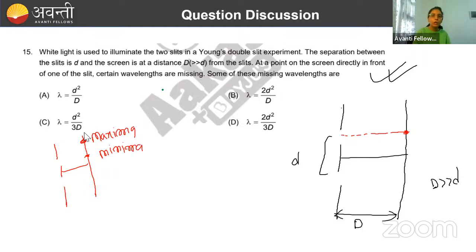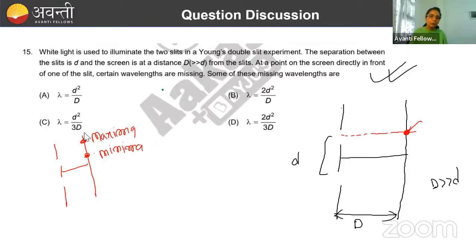Dark point ka matlab, no light is present there, means कोई भी wavelength का light यहाँ पे नहीं है. Done. So if some wavelengths are missing from here, then it means that for those wavelengths it must be a dark point, right? If some wavelength is missing from this point, it means here for those wavelengths minima is getting formed, right?